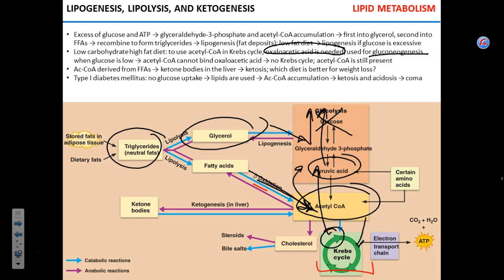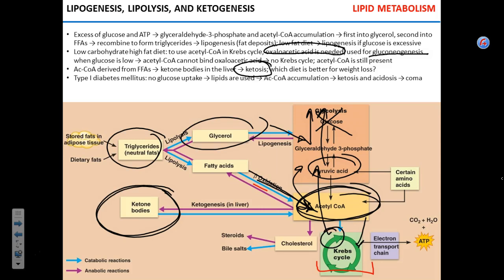And the liver kicks in and starts making ketone bodies. From acetyl-CoA, ketone bodies are made. They're made in the liver. And these ketone bodies, which include acetone and acetoacetic acid, can be used as fuel by practically any cells in the body. And this state is called ketosis.